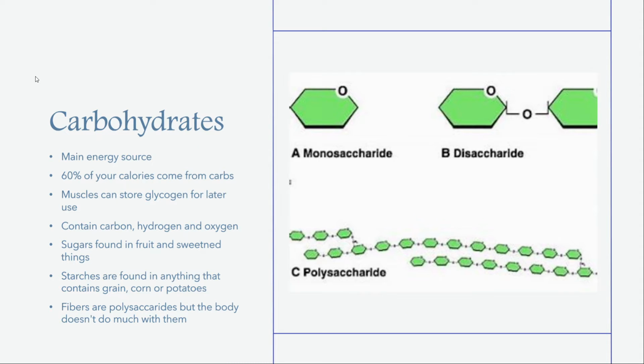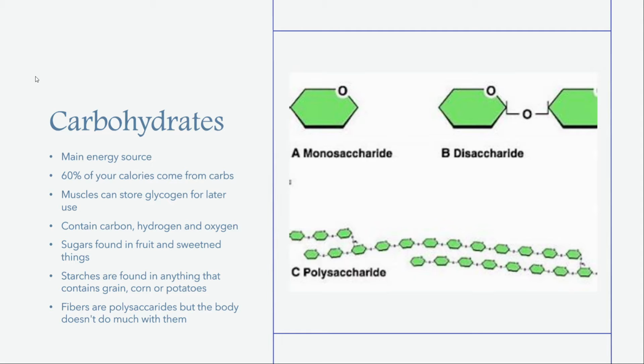Carbohydrates, or carbs for short, is the main energy source for every cell in your body. Approximately 60% of your body's caloric intake on a daily basis is from carbohydrates. Carbs floating in the bloodstream can either be used immediately or stored in the muscles in a form known as glycogen for later use. Carbohydrates can be simple or complex molecules that are made up of carbon, hydrogen, and oxygen.